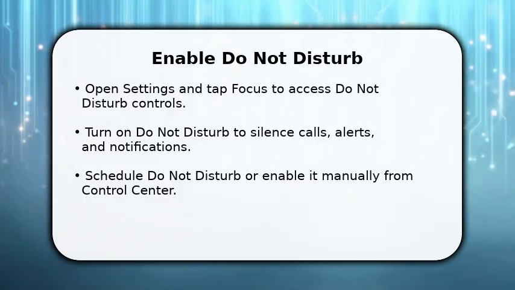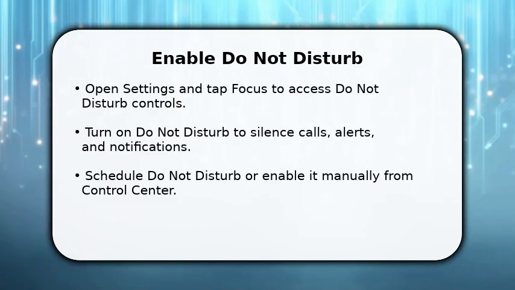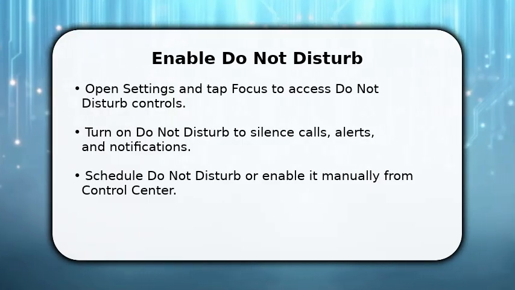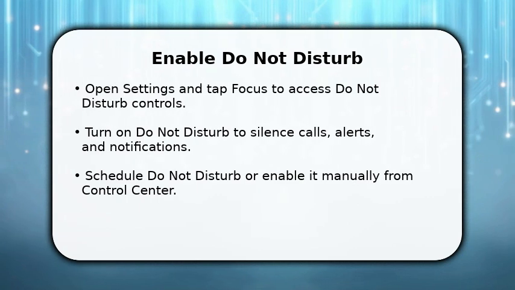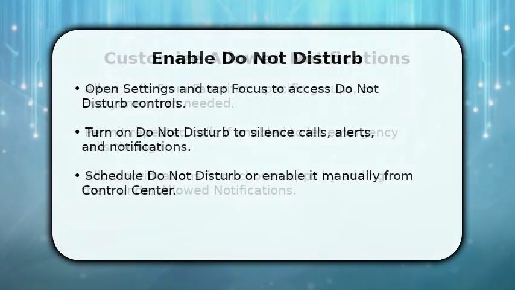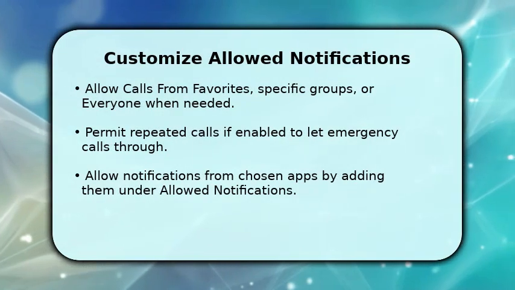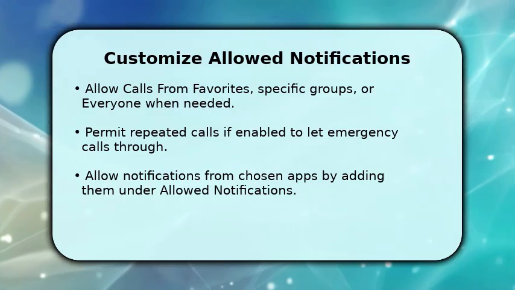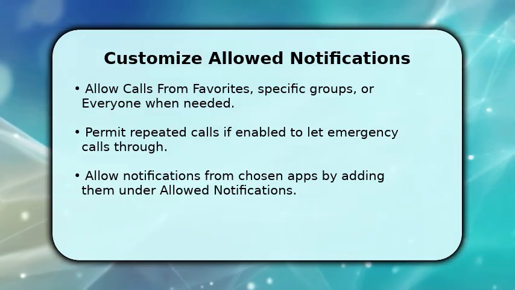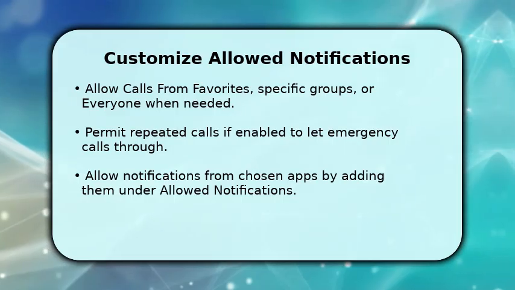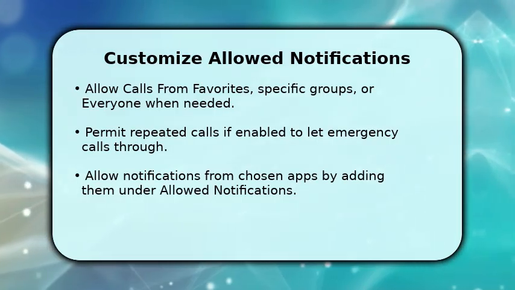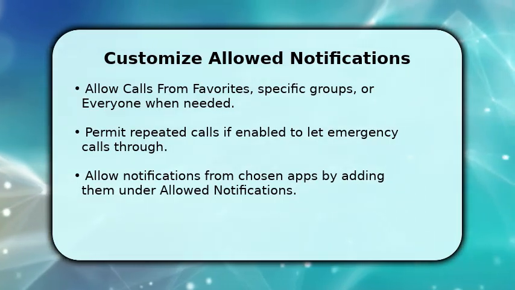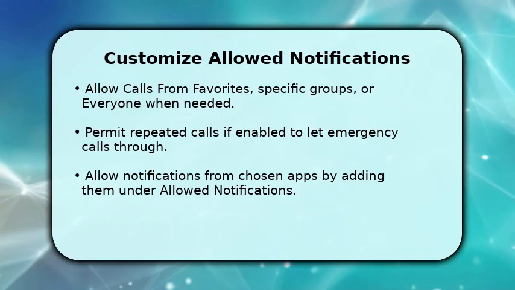You can also enable Do Not Disturb instantly from Control Center using the crescent moon icon or long press focus to choose it. Tap People under Allowed Notifications to choose who can contact you while silenced. Select Allow Calls from and pick Favorites, Contacts, or a specific group to bypass silence. Enable repeated calls to allow a second call within 3 minutes to break through.